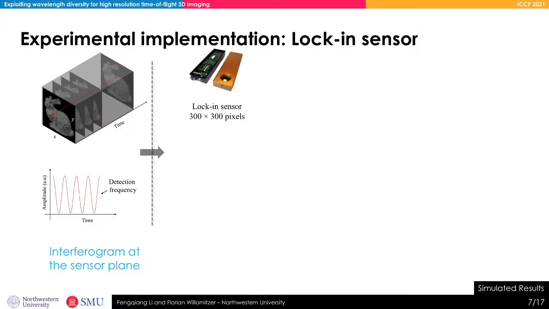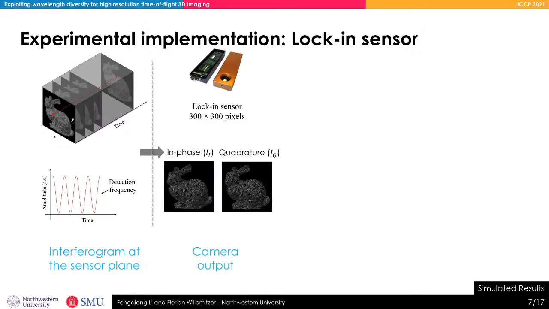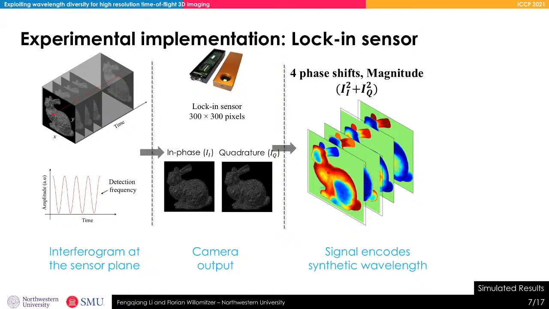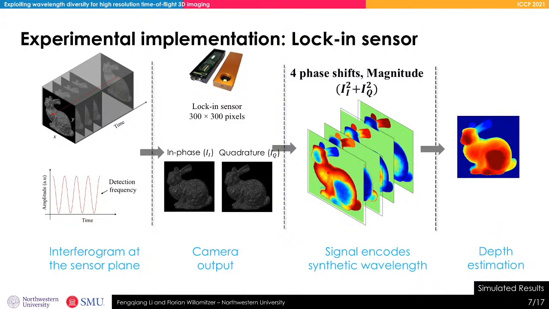We first use a lock-in sensor to detect the interferogram from the object. The lock-in sensor we used is 300 by 300 pixels. It has an internal oscillator which produces an in-phase and quadrature phase correlation. The oscillation frequency is the same as the lock-in frequency. The sensor will output 2 readouts, II and IQ, and we computationally square each of them and then combine to get the depth information encoded with synthetic wavelengths. In the end, we do full phase shifting and then compute the depth information of the object.